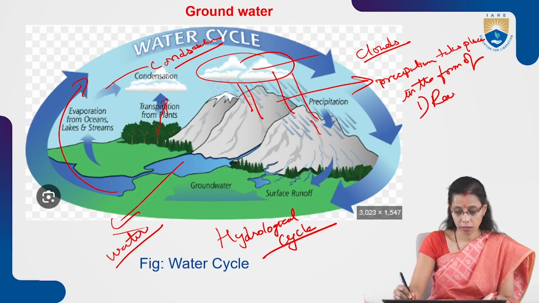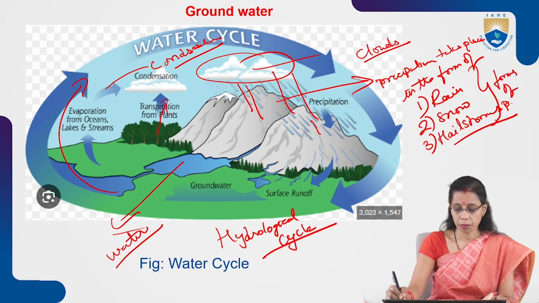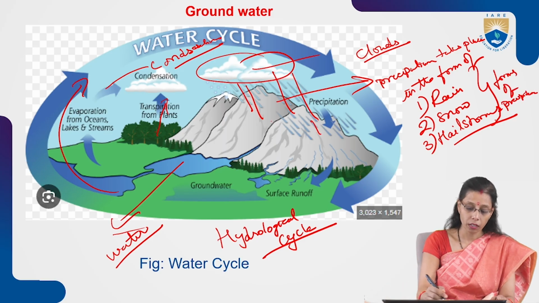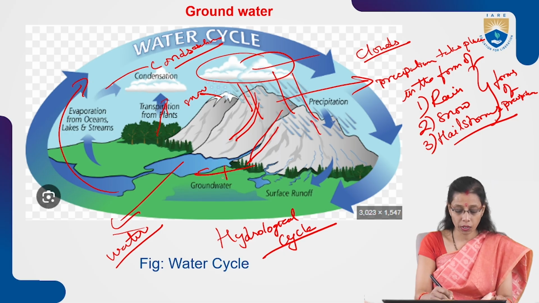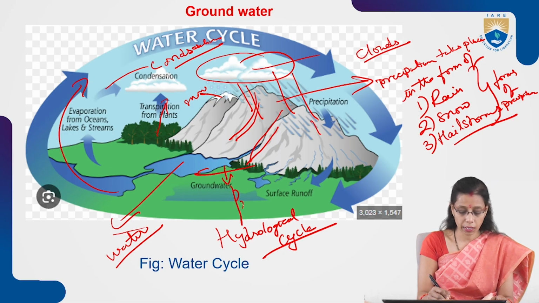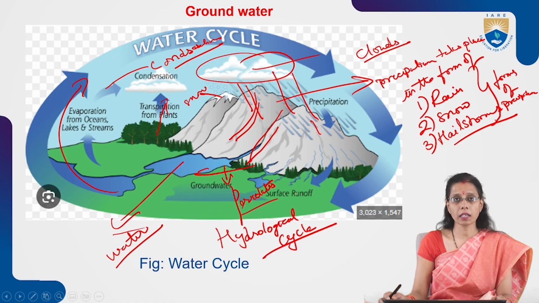Precipitation takes place in the form of first of all rain, snow, and third, hailstorms. These are the forms of precipitation. It falls on the ground. Some of the portion you can see has become snow, some of it falls as water, collects on the surface, and from the surface slowly percolates and becomes groundwater. So this is how the cycle goes on.